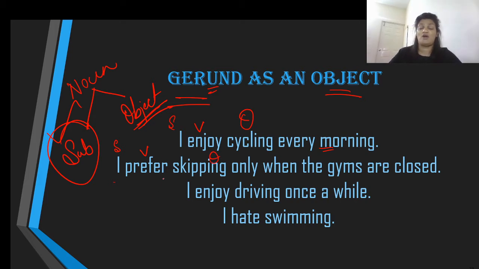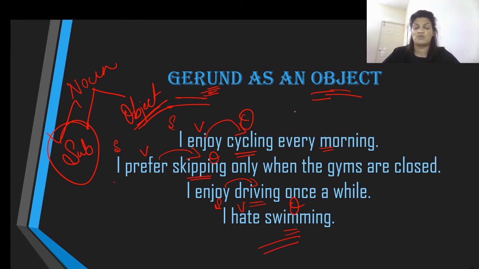What is an object, by the way? Object is the word or the noun that receives the action. So cycling is what is receiving the action. Similarly, skipping is what is receiving the action. I prefer, what do I prefer? Skipping. Similarly, I enjoy driving once in a while. What do I enjoy? Driving once in a while. I hate swimming. What do I hate? I hate swimming. So we use a gerund as object as well, just like the way we have used it over here.